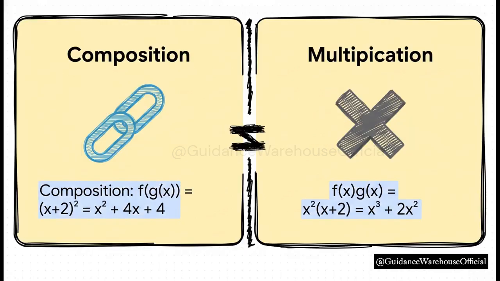Now, this is a super common trip-up, so let's be really clear. Composition is not the same as multiplication. As this example shows, plugging one function inside another gives a totally different result than just multiplying them together. It's a chain reaction, not a product.